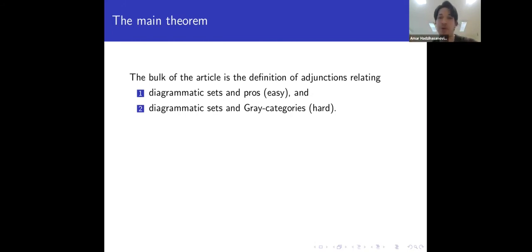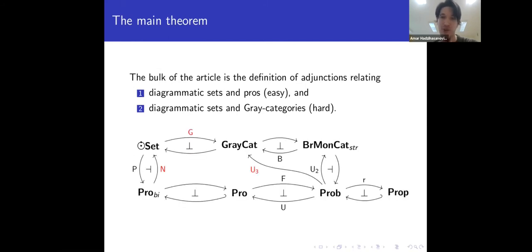Now, the bulk of this paper, and I'm not going to show you any of the technical details of it because I don't think I can reasonably talk about it, is mainly a lot of combinatorics. It is the definition of adjunctions that relate diagrammatic sets and other structures. That's the easy part. But there is a quite non-trivial adjunction relating diagrammatic sets and Gray categories, and that's what most of the technical work is for. So overall, in the paper, I get this big diagram of adjunctions.